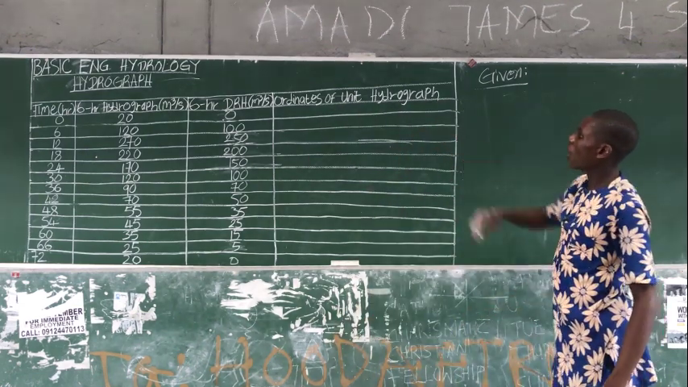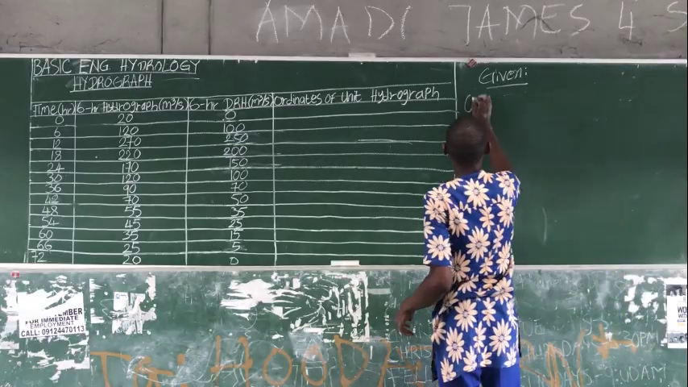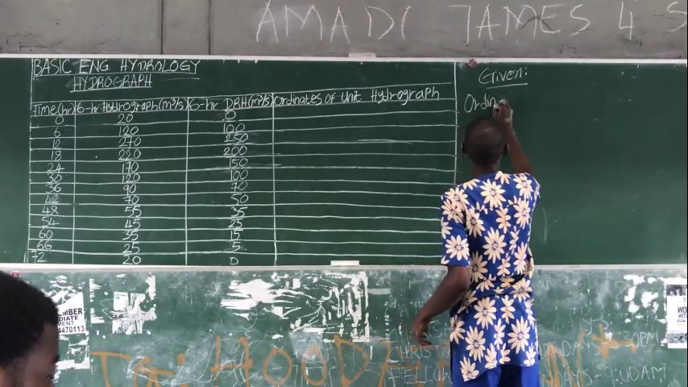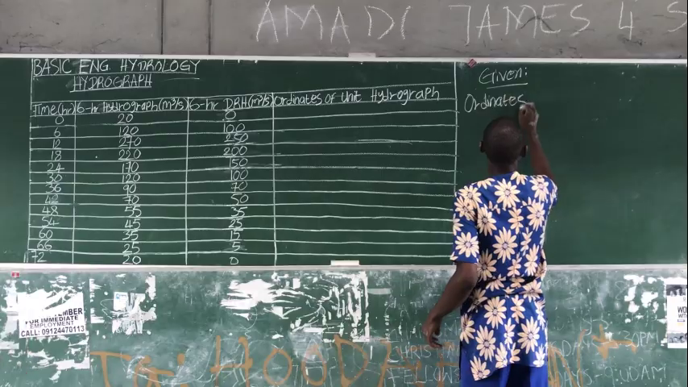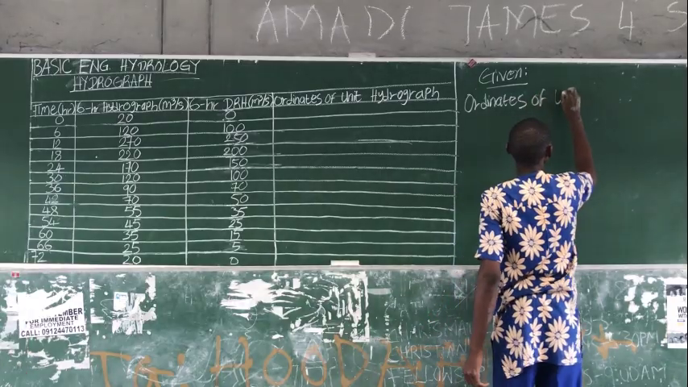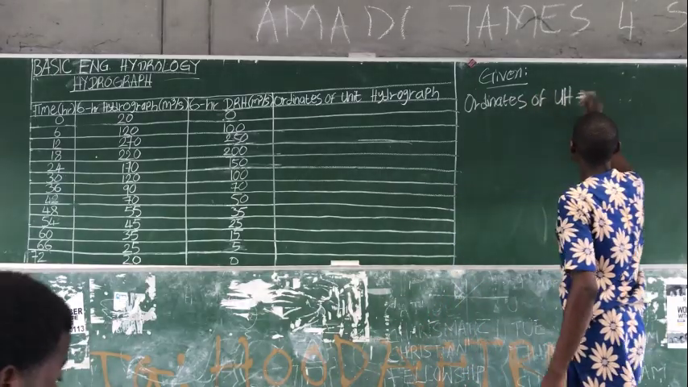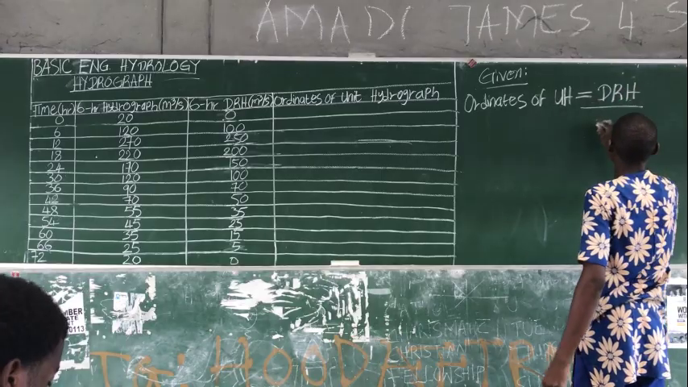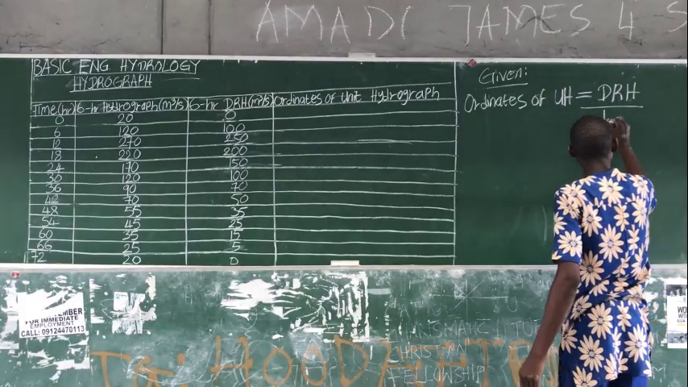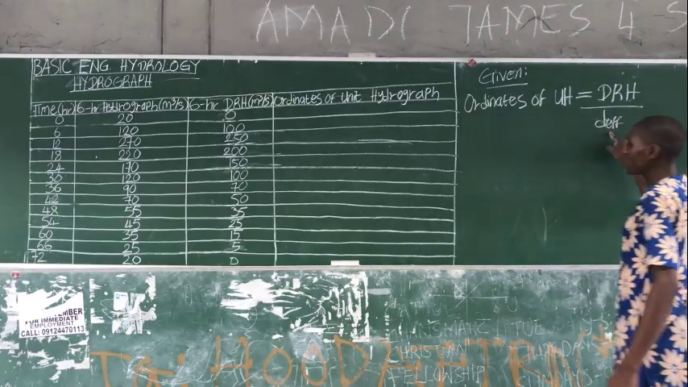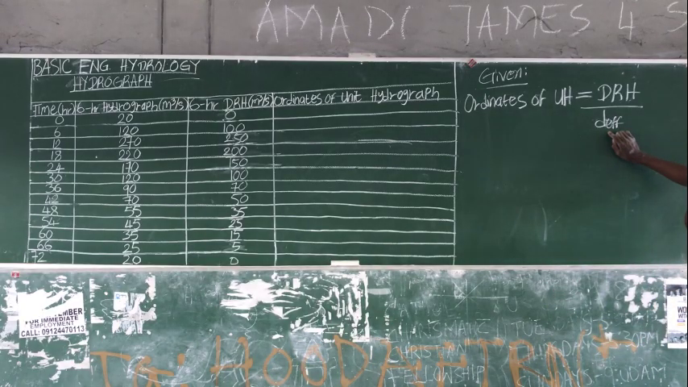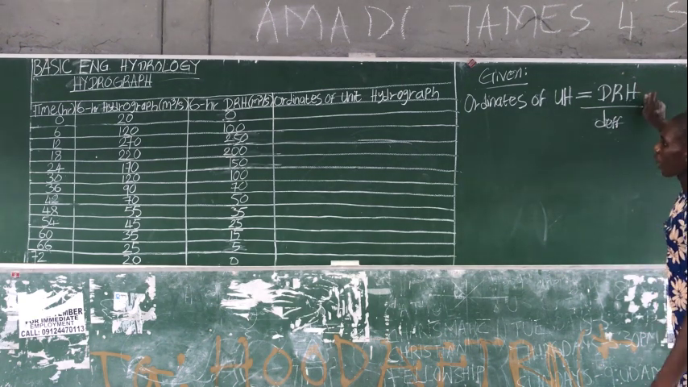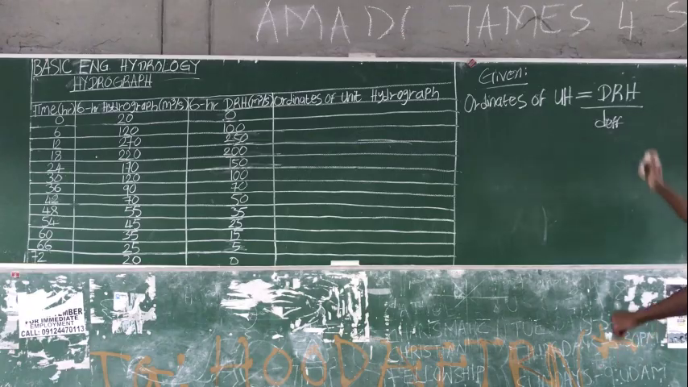Okay, so our ordinate of unit hydrograph is equal to our direct runoff hydrograph all over our effective depth of rainfall. Okay, our D effective is our effective depth of rainfall. How do we get it? So we know our direct runoff hydrograph. How do we get our effective depth of rainfall?